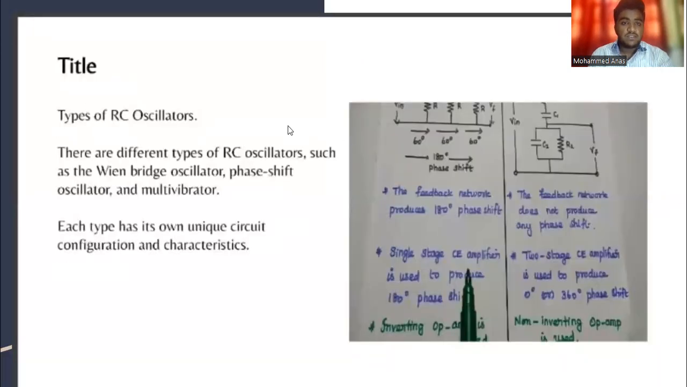The types of RC oscillators. There are different types of RC oscillators such as the Wien bridge oscillator, phase shift oscillator, and multivibrator. Each type has its own unique circuit, configuration, and characteristics. These are the characteristics of the RC phase oscillator. It is a multivibrator.